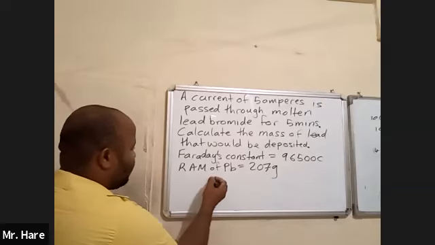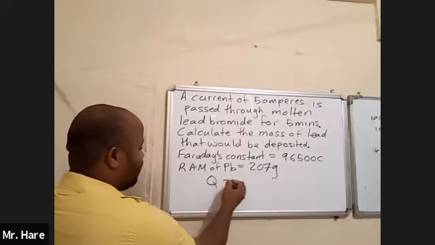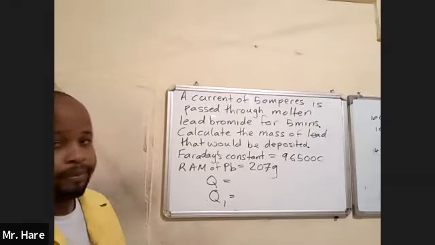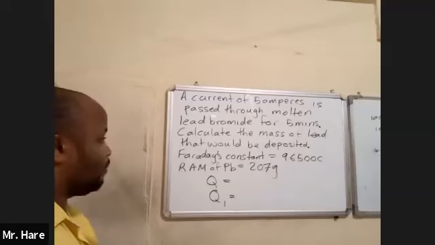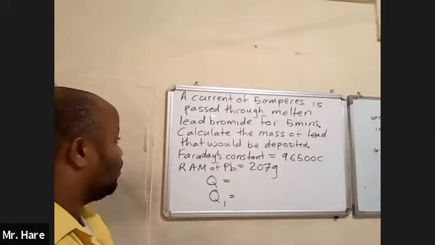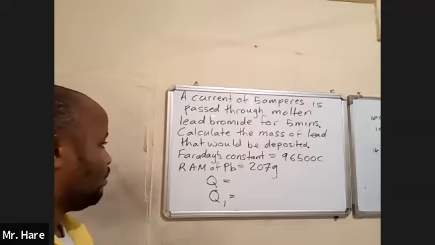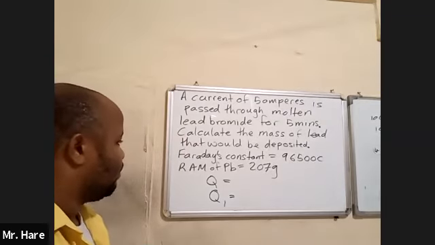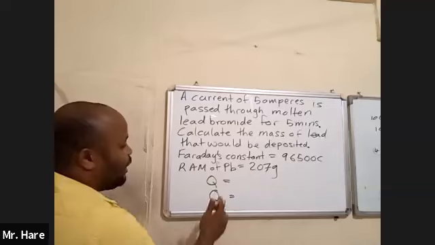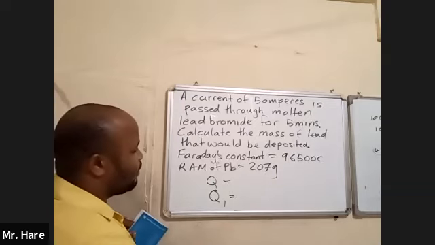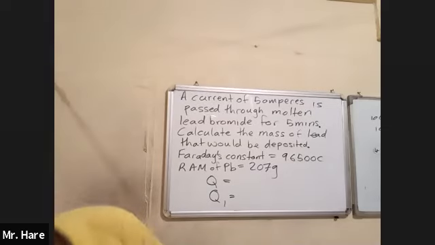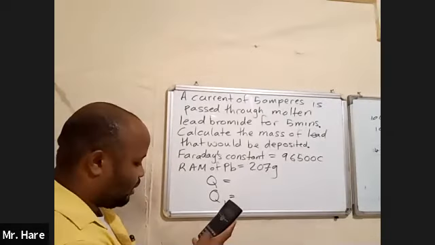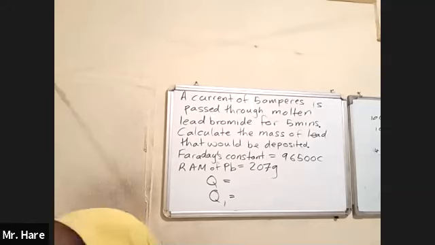All right, so as soon as you get an answer for Q, you can tell me. And when you get an answer for Q1, you'll tell me as well. So Q is 15,000. Sir, for Q, I got 1,500. 15,000 coulombs. All right, let me check. 1,500. Right, it's 1,500.